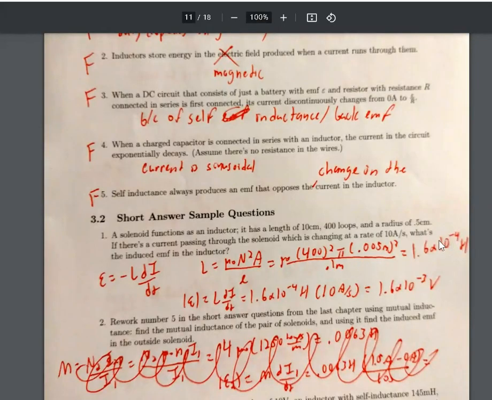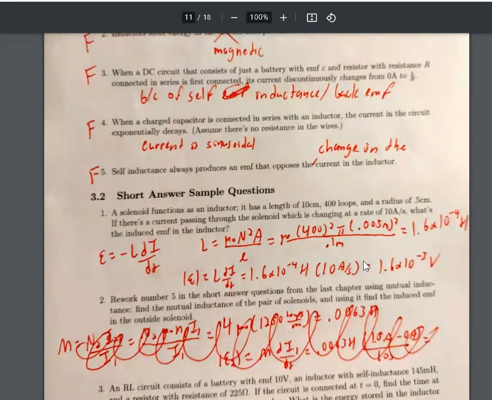So if we perform that calculation, that gives us 1.6 times 10 to the minus 4 henries. Remember, that's what inductance is measured in. And so most of the time we don't actually care about the sign of the EMF, so we can just take the absolute value. And so we multiply this self-inductance by the rate at which the current is changing. And that was given to us in the problem. So we take our 1.6 times 10 to the minus 4 henries, we multiply it by our 10 amps per second, and that gives us the EMF induced in the solenoid.